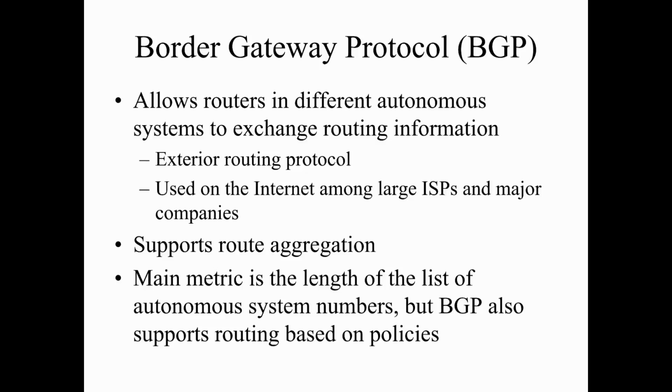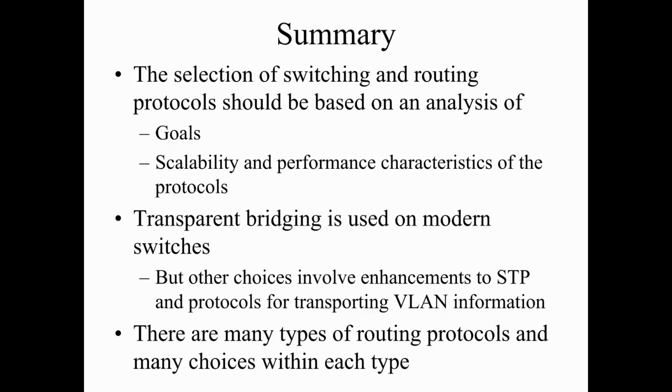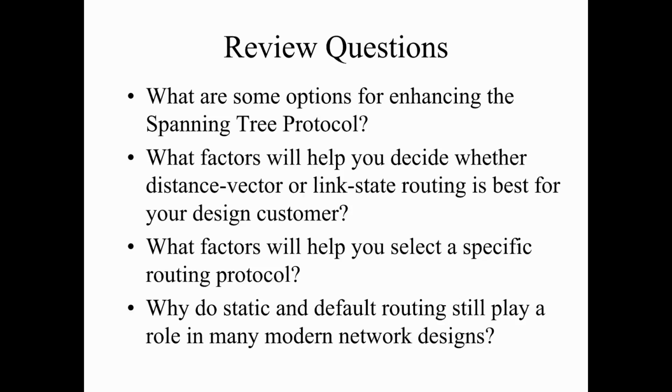So that's actually a nice brief overview of basic switching and basic routing for now. I'm going to leave you with some review questions. What are some of the options for enhancing spanning tree protocol? What is spanning tree protocol? What factors will help you decide whether distance vector or link state routing is the best for your design? What factors will help you select a specific routing protocol? And why do static and default routes still play a role in many modern network designs?